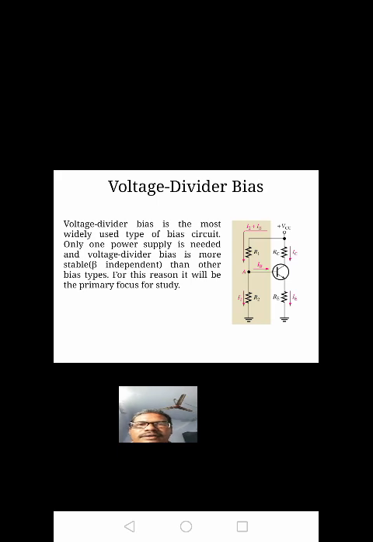The next topic is voltage divider bias. Voltage divider bias is the most widely used type of bias circuit. The voltage divider bias circuit is most commonly used for biasing purposes. Only one power supply is needed here, and the bias is more stable than other bias types. That's why it is more commonly used. For this reason, it will be the primary focus of study.